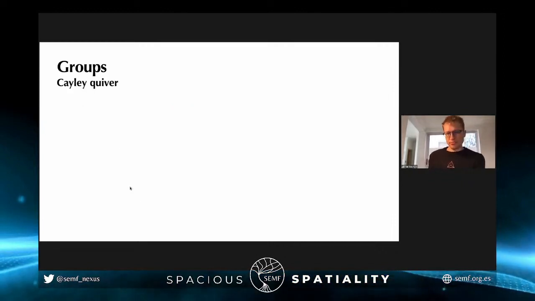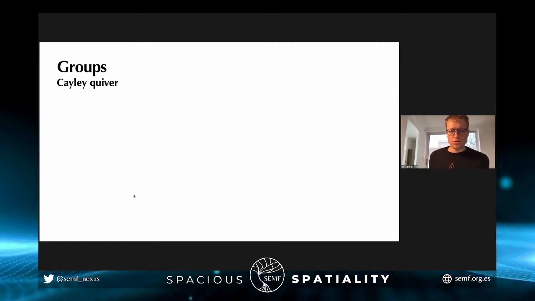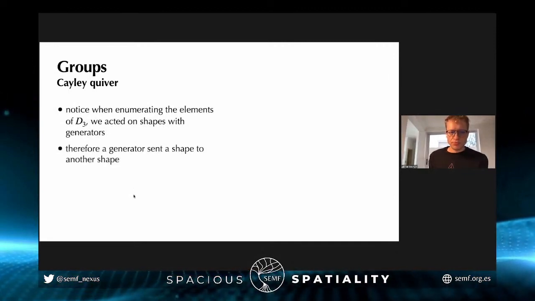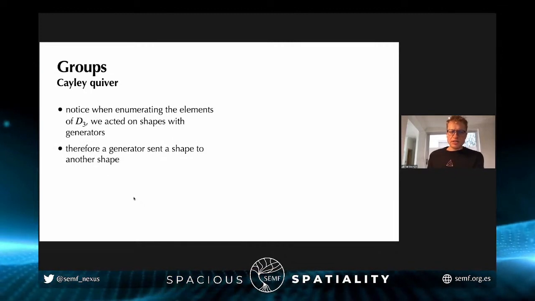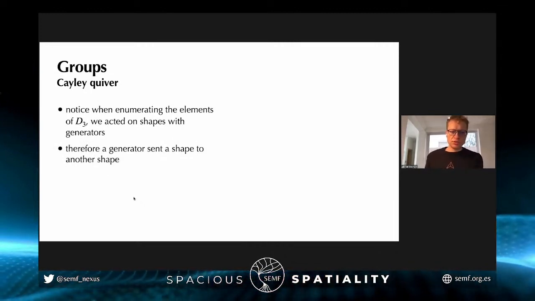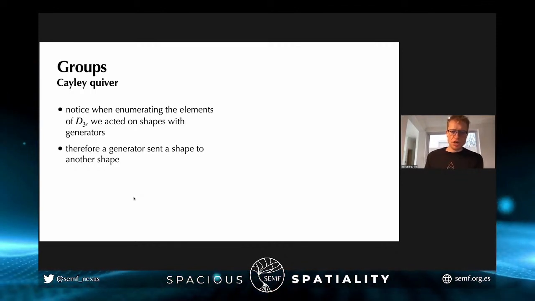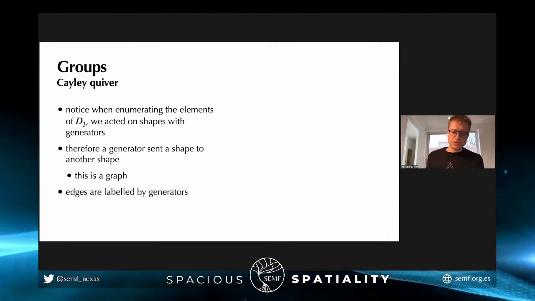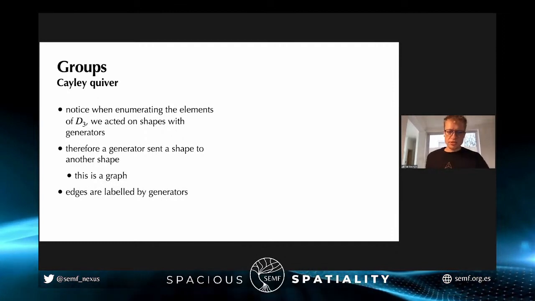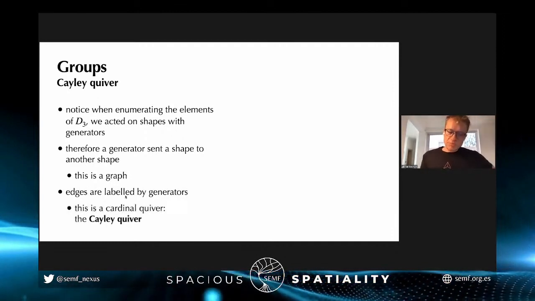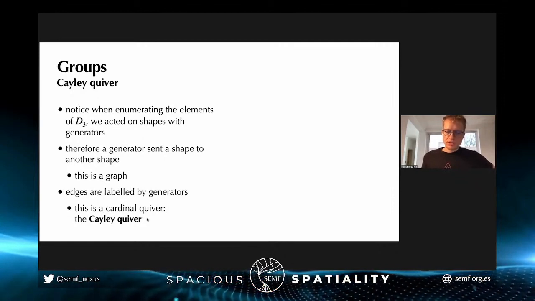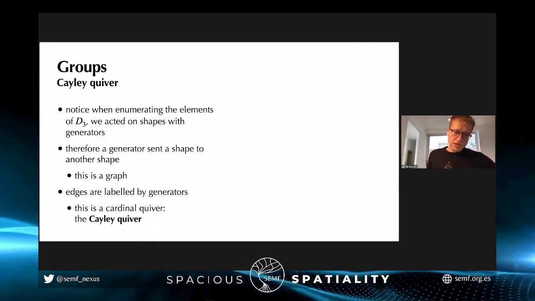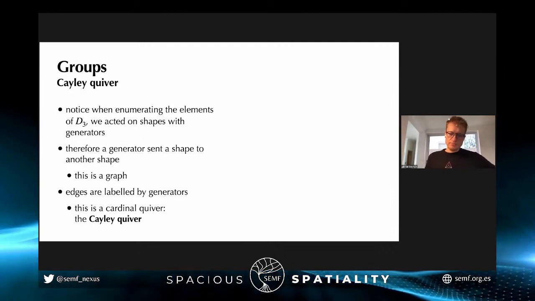Okay, now we've got enough intuition about groups to see how they produce graphs. When we were filling out that table, we acted on those shapes with the generators. So the generator sends a shape to another shape. That should sound a little bit familiar, that's a graph. The edges of the graph are labeled by the generators that did that transition. And those labels are the cardinals of a cardinal quiver. They in fact satisfy the local uniqueness property automatically, just thanks to the axioms of a group. And that quiver is what we call the Cayley quiver.